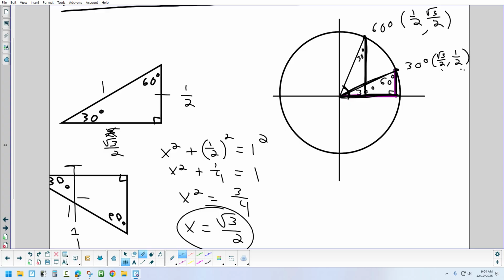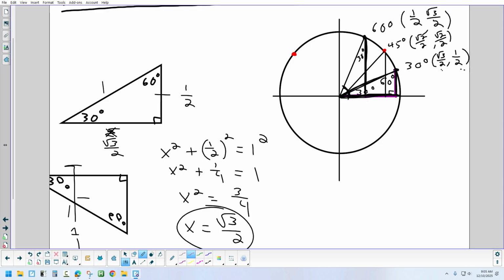And now let's put the 45 on there too. So 45 would be right there. Draw that. And that's all 3 triangles that you can make in the first quadrant. And that's root 2 over 2. Root 2 over 2. So those are the coordinates that you need to remember in quadrant 1. Now, I'm not going to do this for every angle, but let's try it for the 45.